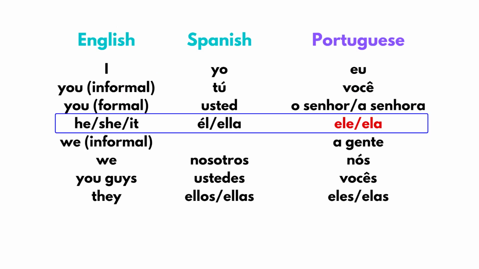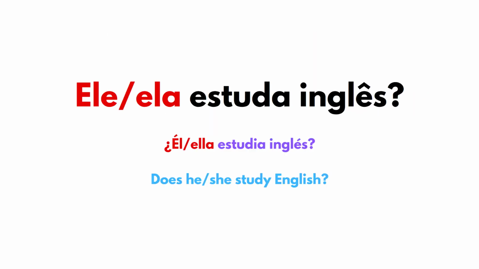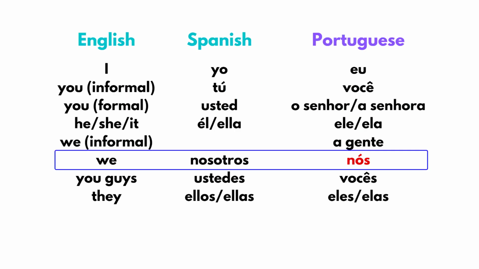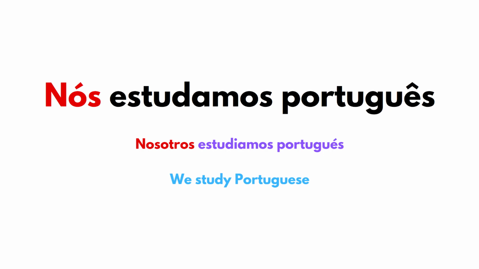Then ele and ela would be the equivalents of él and ella in Spanish. So él, ella estudia inglés would be ele, ela estuda inglês. We, or nosotros, in Portuguese is nós. Nosotros estudiamos portugués would be nós estudamos português.